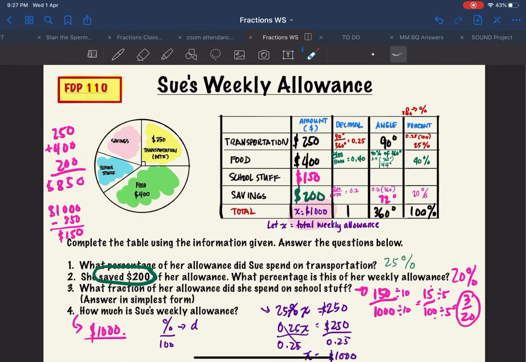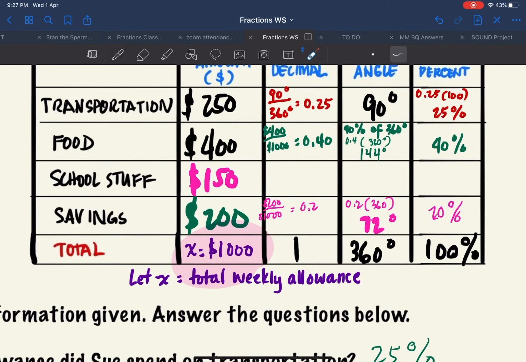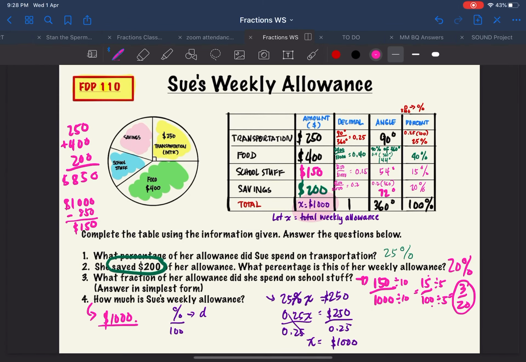Okay, so let's just finish the table. We know that this is 3 over 20, okay, or 150. Okay, 150 divided by 1,000, which will give you 15%. Okay, and what is 15% of 360? 54 degrees. So there you go. The table is complete. You were able to answer all the questions.